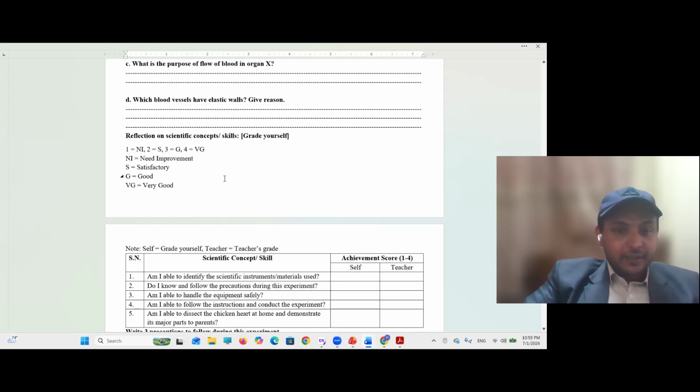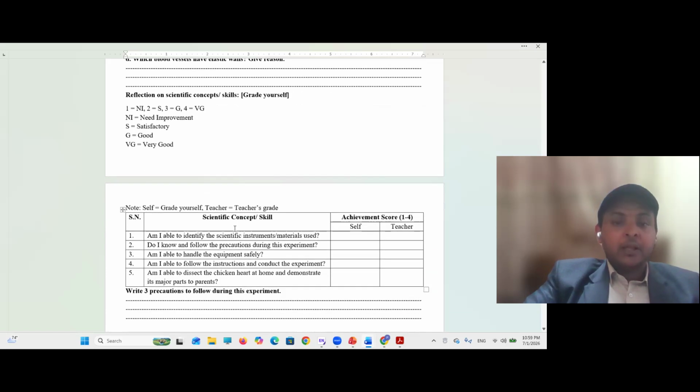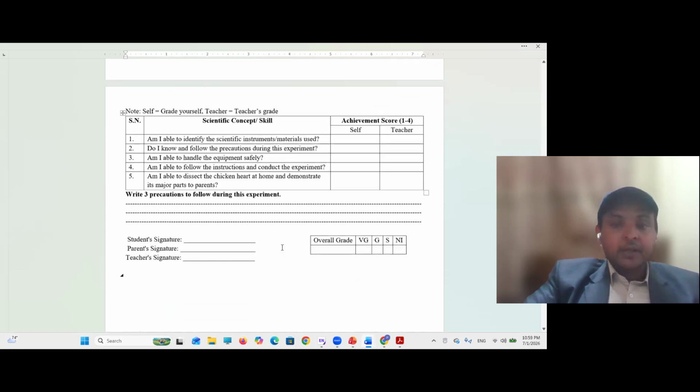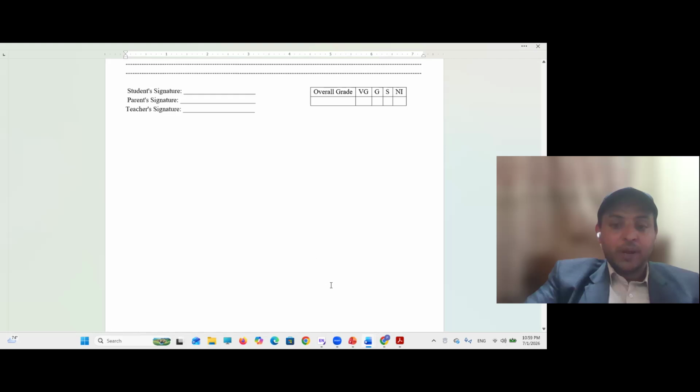So at the end, the student will fill this kind of self-reflection form, like am I able to identify the scientific instrument or material easily? Am I able to handle the equipment safely? And later on, the grade will be provided to each learner.